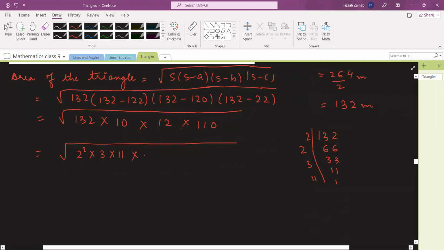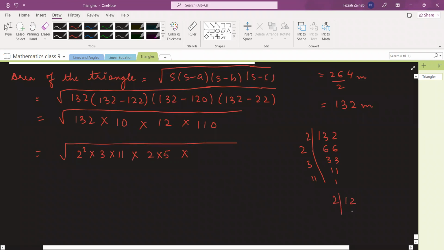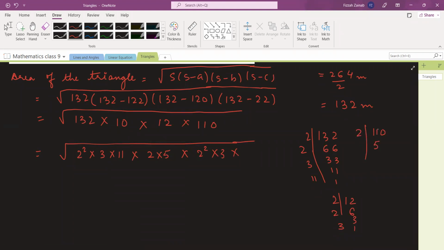Then I have this 10, which can be written as 2 into 5, right? And this 12 can be written as 2 into 6, 2 into 3, 3 into 1. So it will be 2 square into 3. Is that clear? Into, now 110. So 2 into 5 is 10, then 11 into 1. So it is 2 into 5 into 11.